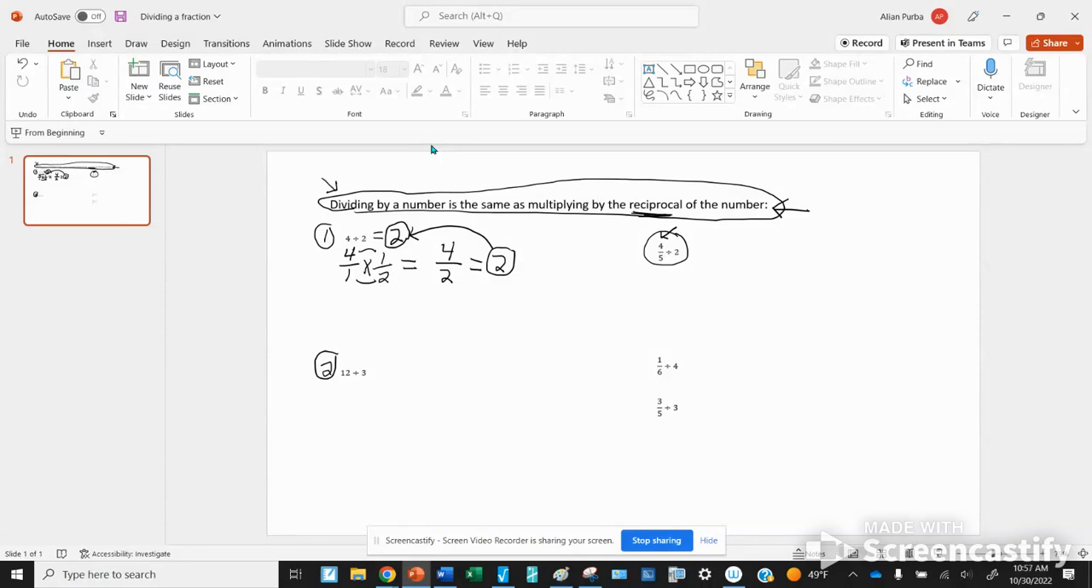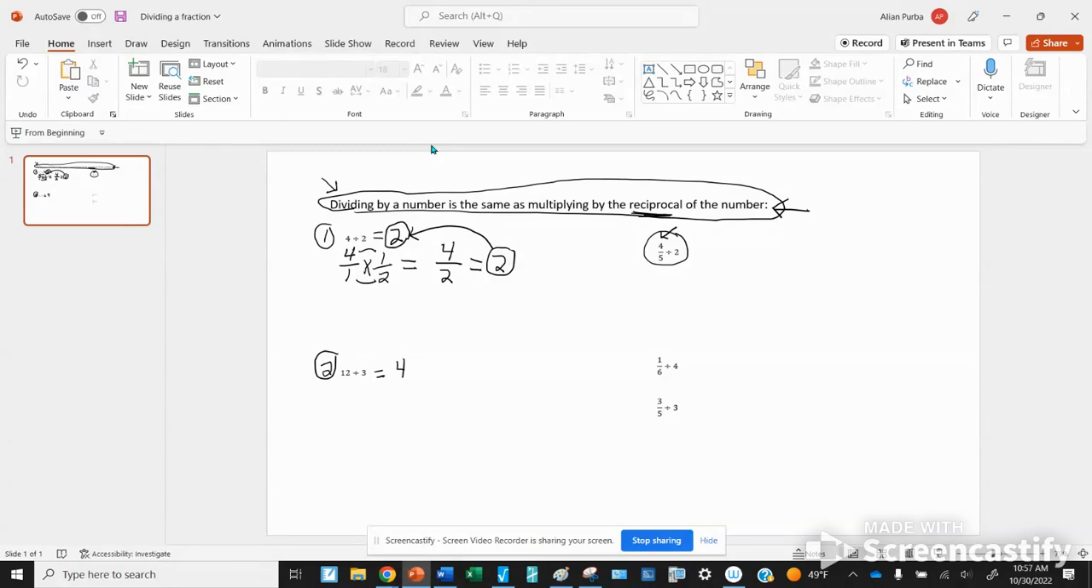Second problem. What is 12 divided by 3? Well, you say, what's the big deal? It's 4. Well, guess what? The big deal is if you know how to do this using this secret that I wrote here on top, you will be able to solve divisions involving fractions.